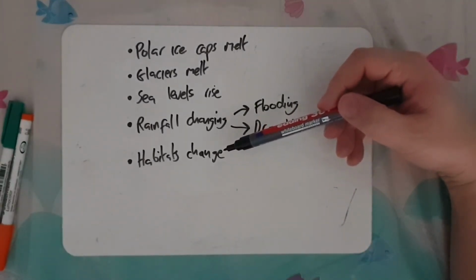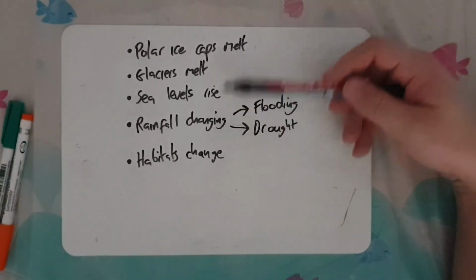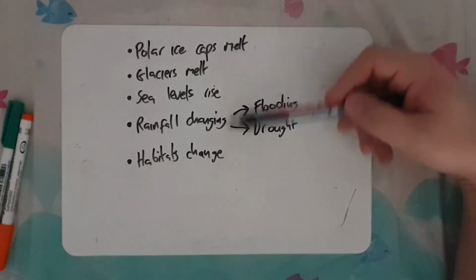So if they can't adapt quickly enough, so plants and animals, right? If they can't adapt quickly enough to the new habitat, then they die. So these are the potential effects of climate change.